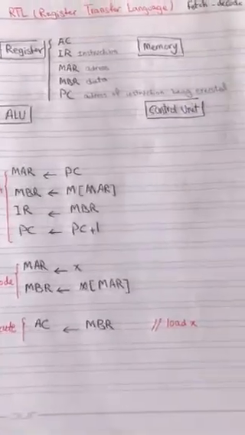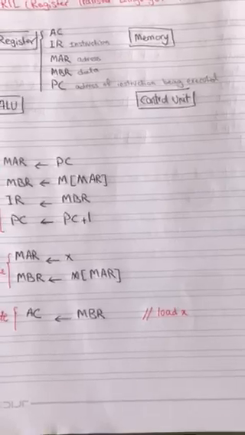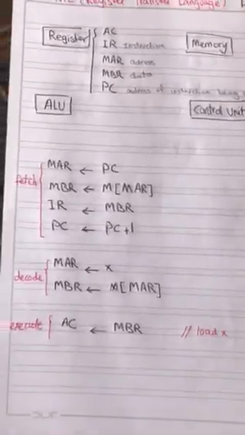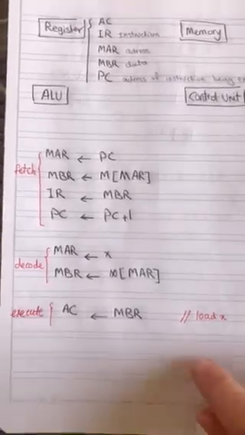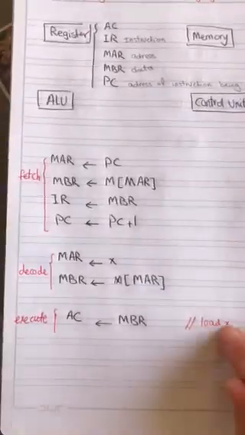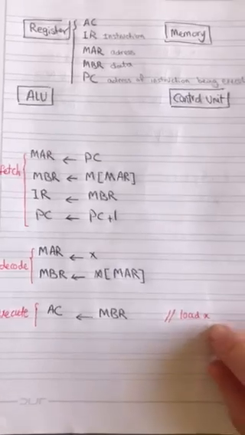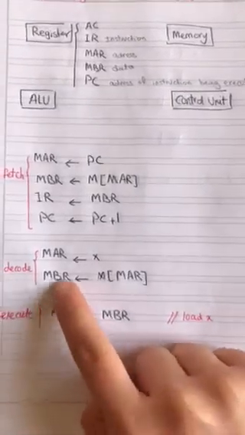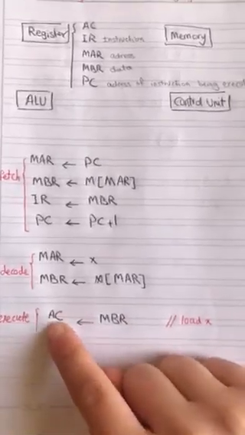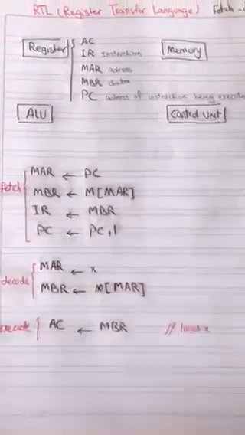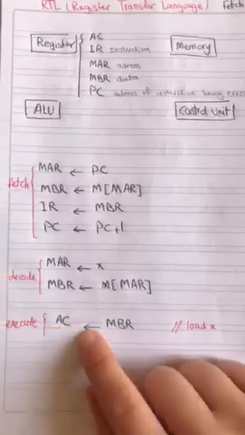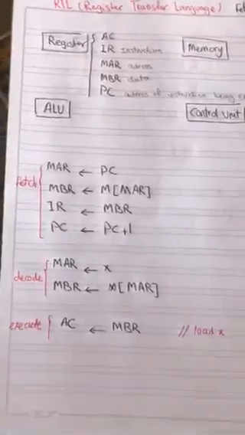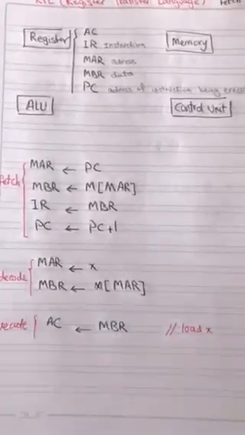Now, the next part is execution. Each instruction has different executions. The one that I have here is the execution for Load X. To load X, you simply need to transfer what you have in MBR to the accumulator to be executed. That's all. So MBR to AC means Load X. There are different instructions that have different executions, but this is the example that I have here.